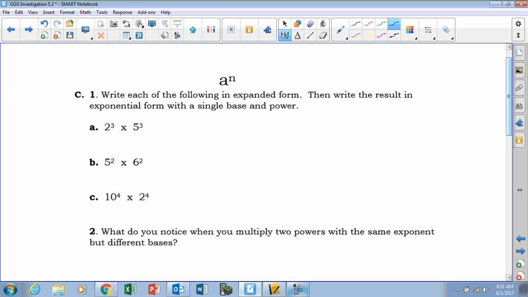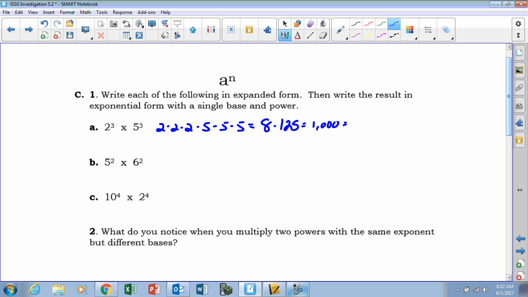All right, well now, what do you notice here? The exponents are the same, but the bases are different. So if we expand this out, 2 times 2 times 2 times 5 times 5 times 5. Well, what is 2 to the 3rd power? What's 2 times 2 times 2? What's the actual number? 8. Very good. And what about 5 times 5 times 5? 125. And when I multiply 8 times 125, I get 1,000. Good.